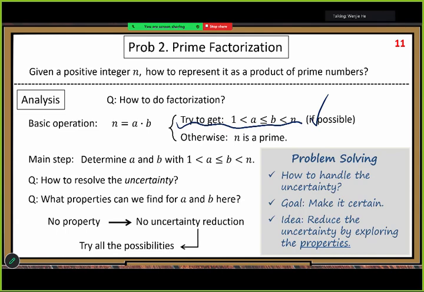That's a lot of work. You need to exhaust all the possibilities. Too much work. Why too much work? Because you cannot reduce uncertainty. If you can reduce uncertainty, then you do not need to do that much work. You only need to do part of the work. So that's the logic.